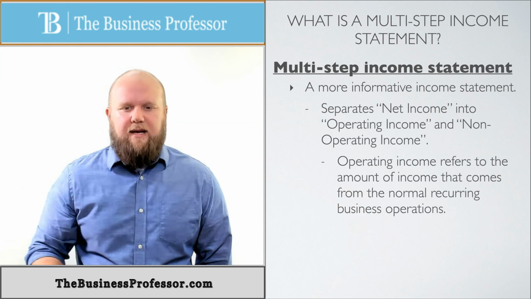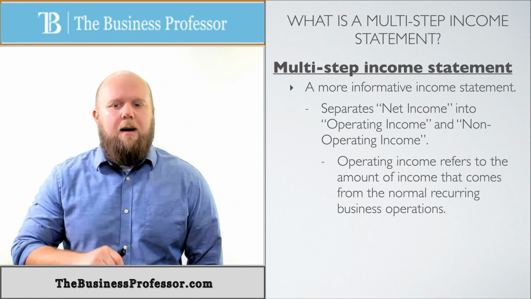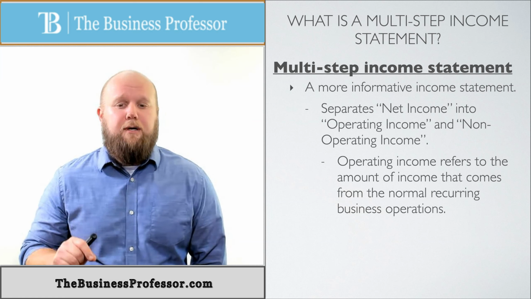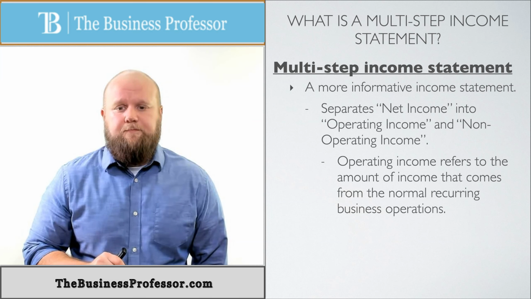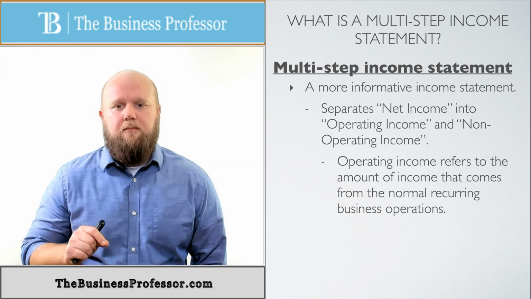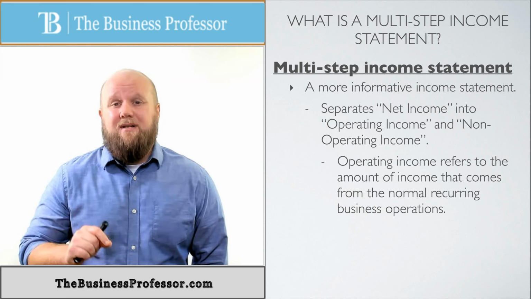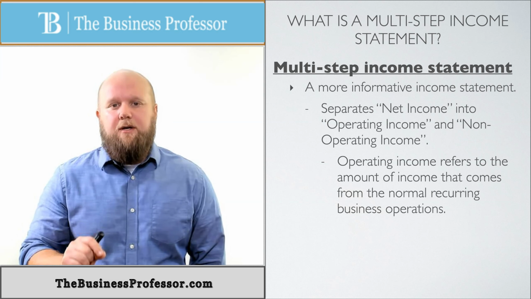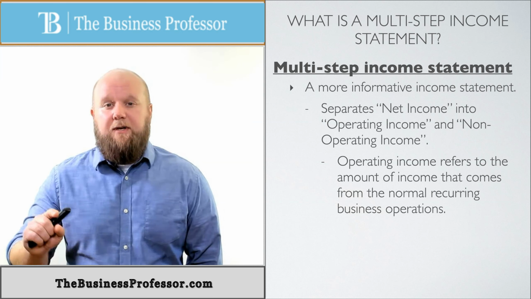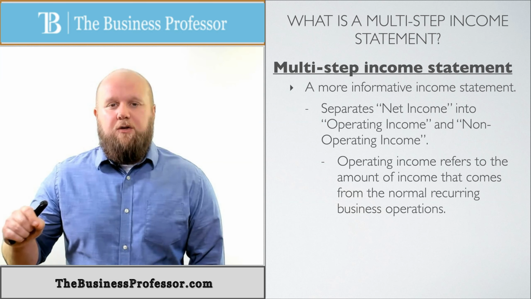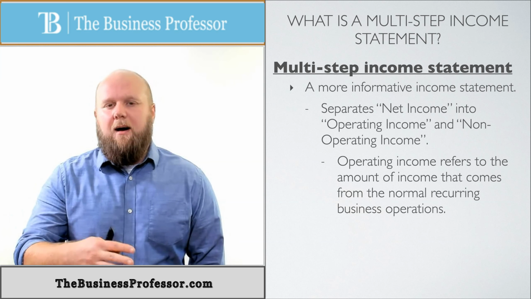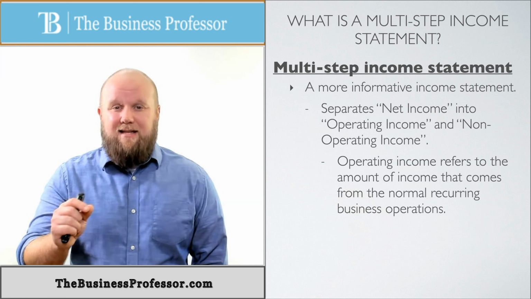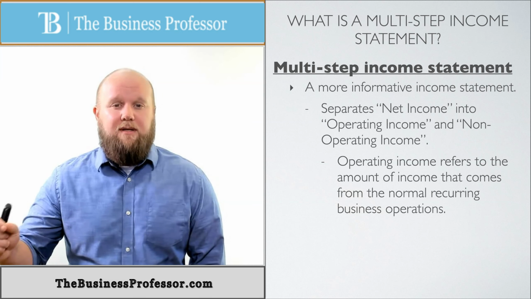What are these different new categories of operating versus non-operating? So operating income refers to the amount of income that comes from normal recurring business operations. These are the things that are day to day. And the reason why we do this is because as an investor, I want to know what I can assume is going to happen year after year after year. Your sales revenue, that is an operating income. That's part of operating income. Because I can assume that that's going to be something that's going to happen year after year after year, so I can anticipate that.